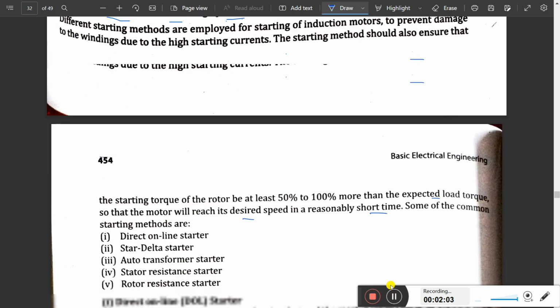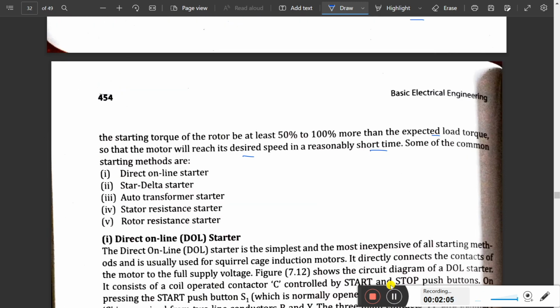Now observe, this is very important. What are the important starting methods? First one is direct online starter. You can directly connect the supply to the machine. And second one is star to delta starter. We can change the star connection to delta connection while changing the triple pole switch. And third one is auto transformer starter. And fourth one is stator resistance starter. Last one is rotor resistance starter. Now we will see these five types.